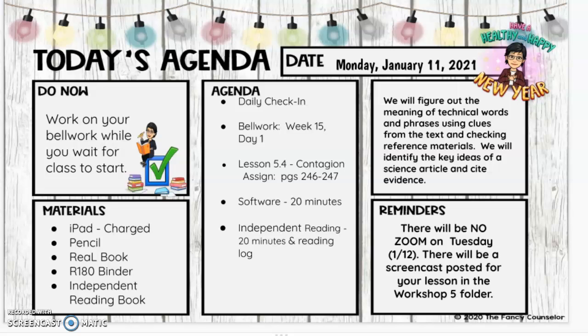So our learning target today is we will figure out the meaning of technical words and phrases using clues from the text and checking reference materials. The second one is we will identify key ideas of a science article and cite text evidence.